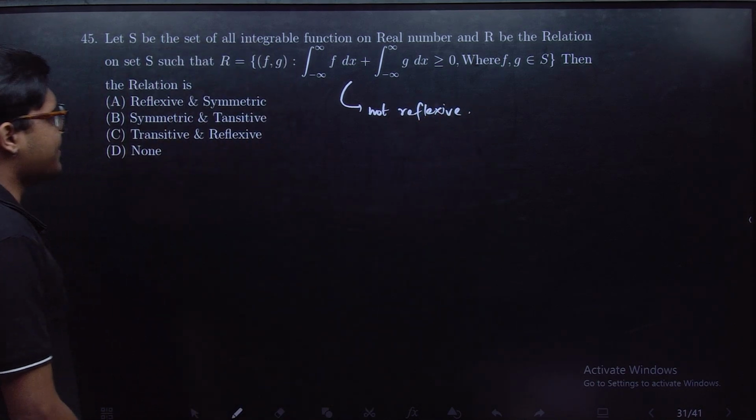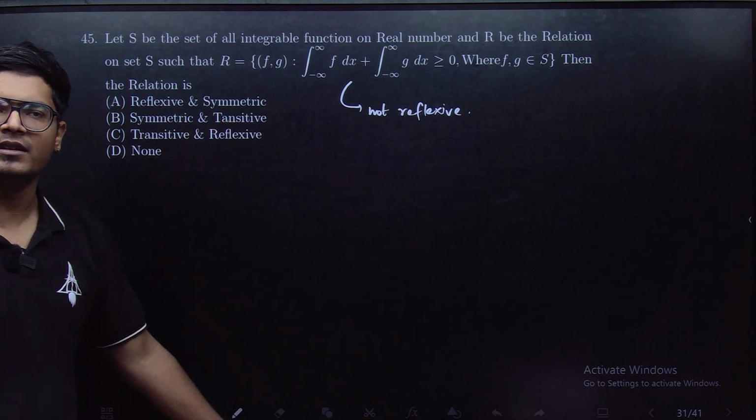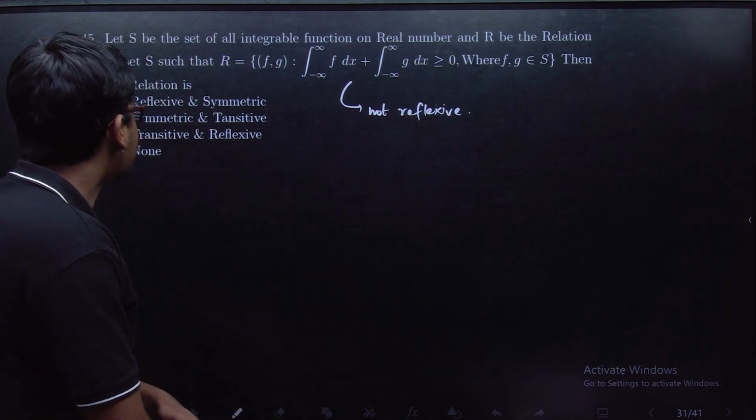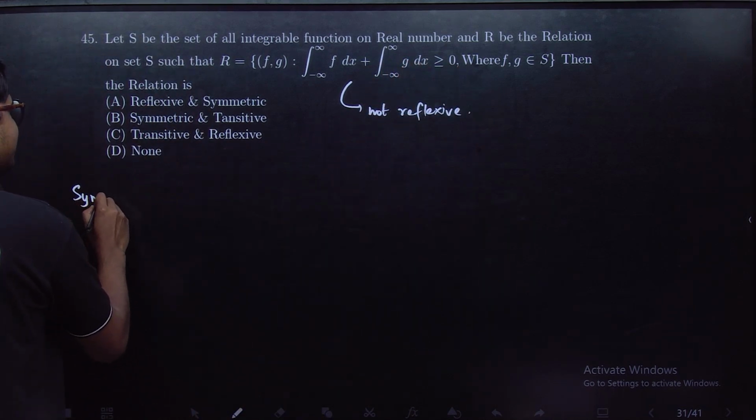Okay? Is it going to be symmetric? Yes, because I can just interchange f and g. The sum is still going to be greater than or equal to 0, right? So it is going to be symmetric. Now the question is, is it transitive or not?